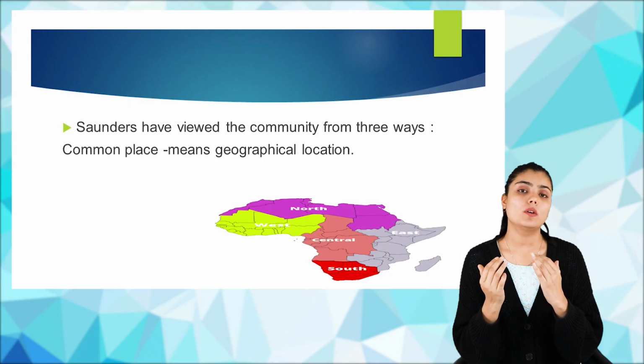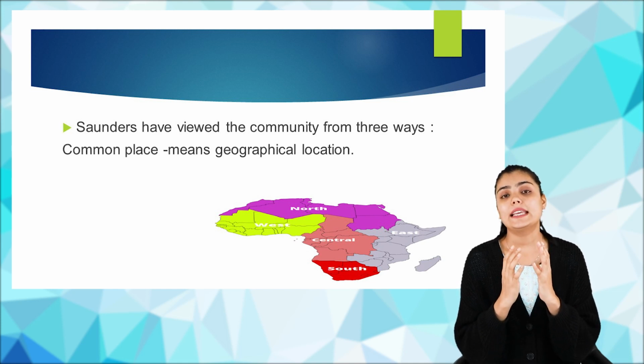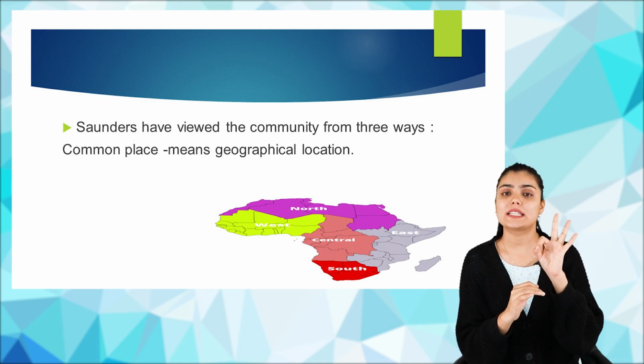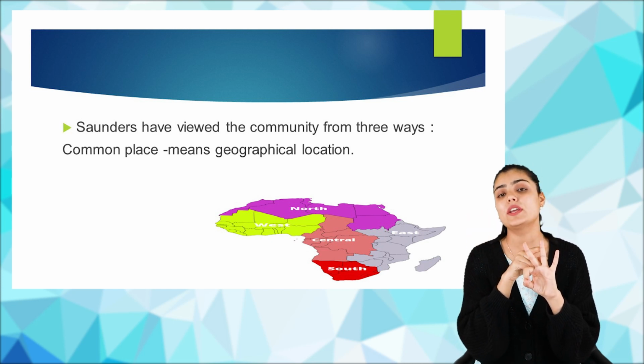There is another view of community that has been given by an author called Saunders, and he says that community can be viewed basically by three things, or the term community can be given to people by three of these features.